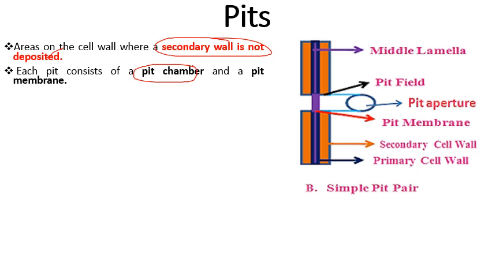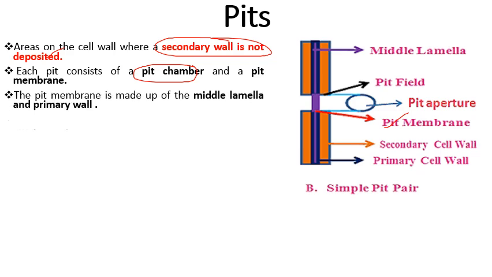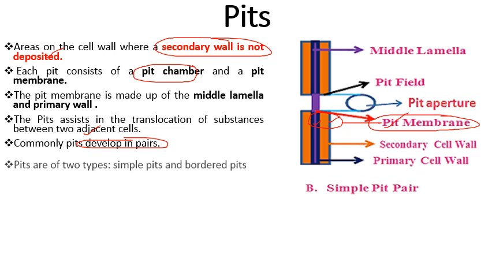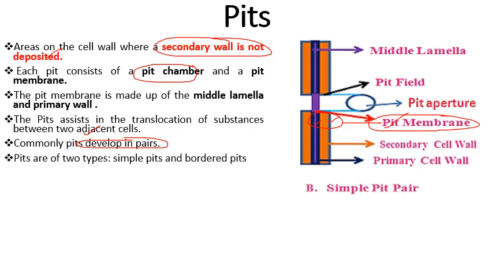दो चीज़ें होती हैं, one is pit membrane and another is pit chamber. तो दो चीज़ों से मिलकर बनता है एक pit. And the pit membrane consists of two structures, that is middle lamella and primary cell wall. So pits assist in translocation of substances between two adjacent cells, and commonly pits develop in pairs. And pits are of two types. One is simple pits, another is border pits.